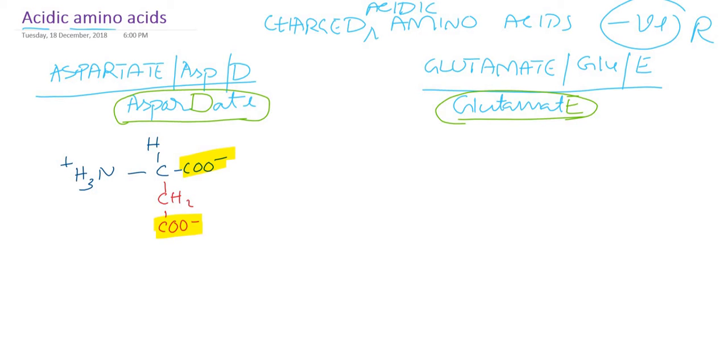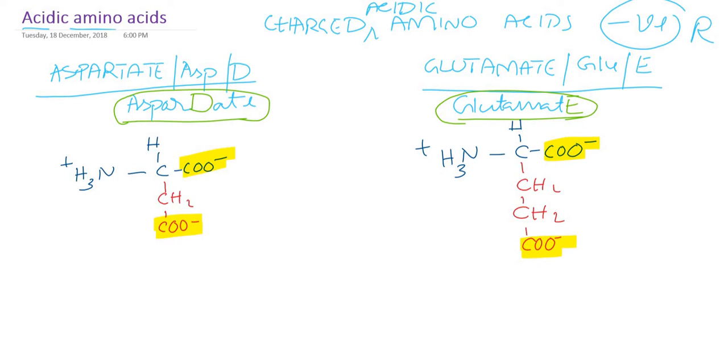Let me write the structure of glutamic acid. The R chain will be like this. We have one more CH2 here and we have COO minus. So in both cases we can see clearly there is one extra negatively charged carboxyl group in the side chain. So these are the charged acidic amino acids, aspartic acid and glutamic acid.